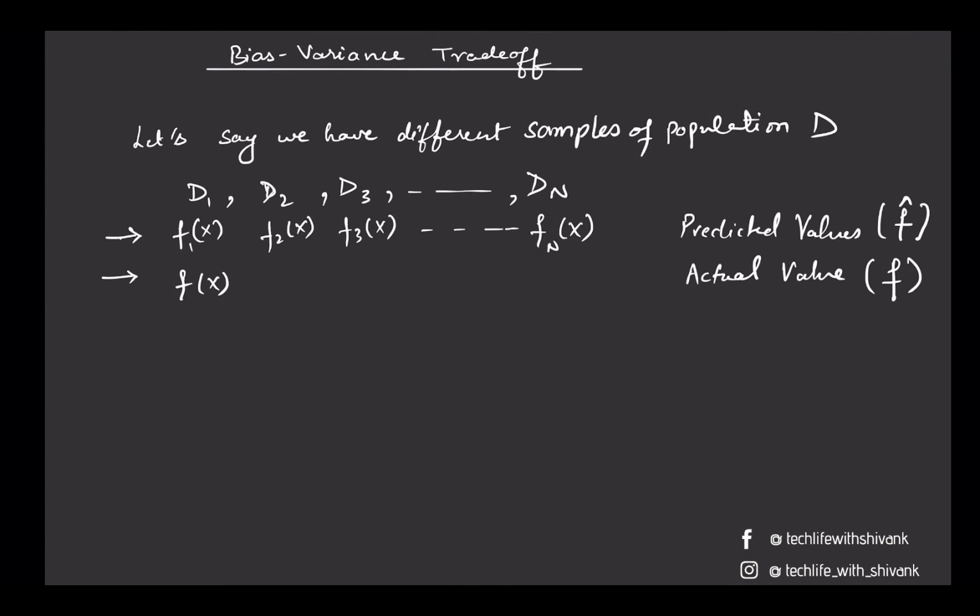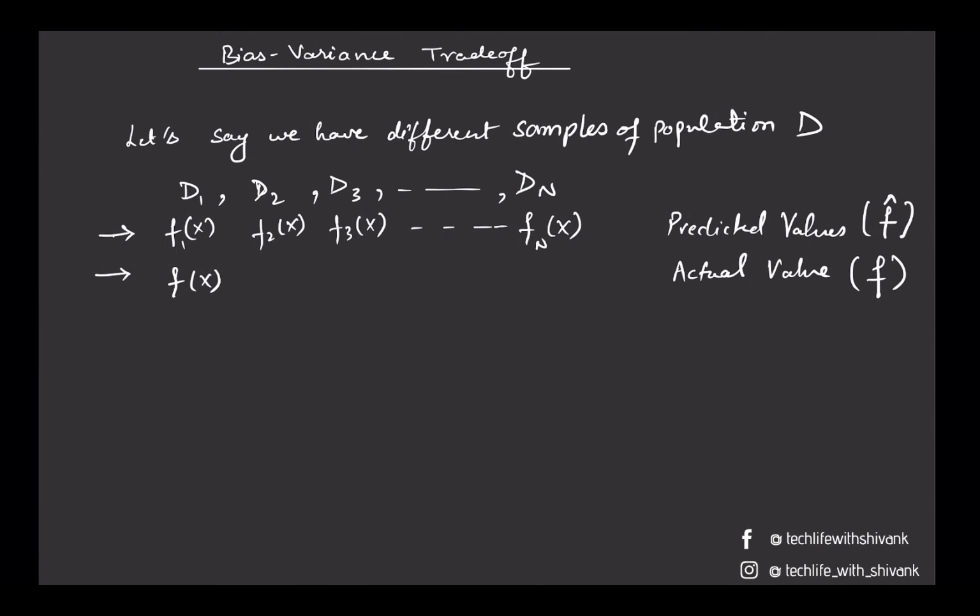Hi, in this video we will discuss bias variance trade-off. So let's say we have different samples from our population D and we train different estimators F1, F2, F3, Fn on different samples of the population D1, D2, D3, Dn.